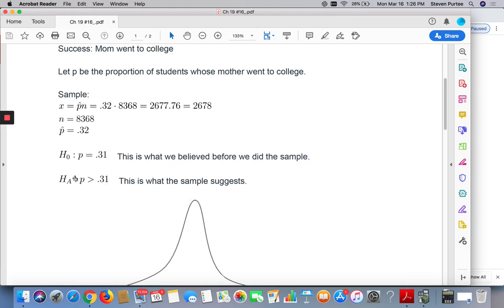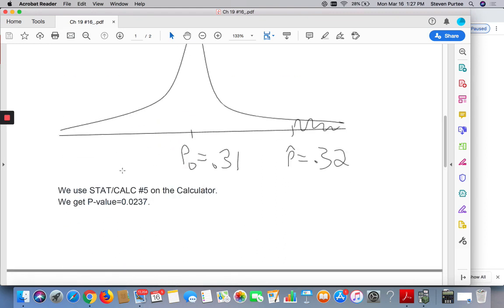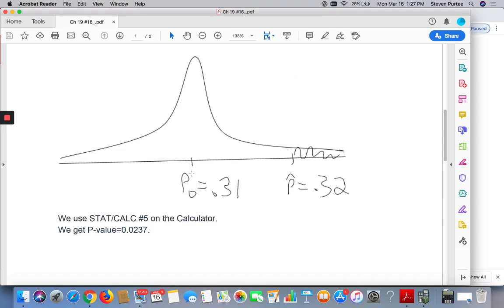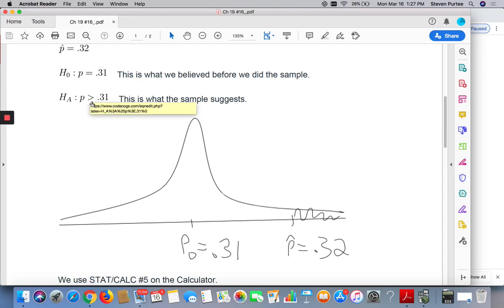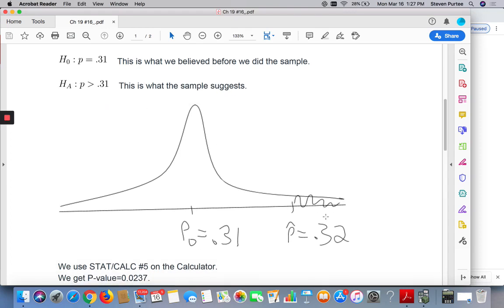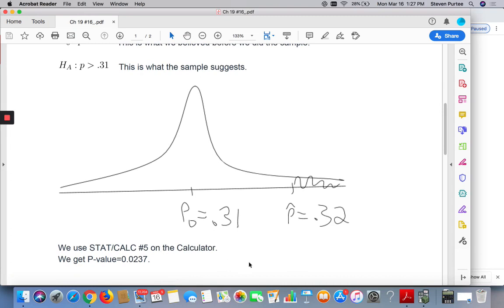Notice I don't write the 32%. I don't write the sample anywhere here. That sample just tells me whether to write greater than or less than. We draw our picture. Right in the middle is our P naught, 31%. Our sample was 32. We're always going to shade a tail. In this case, we're shading above. Hey, we wrote above. We shaded above. It's not a coincidence. All right, then we'll do the problem on the calculator.